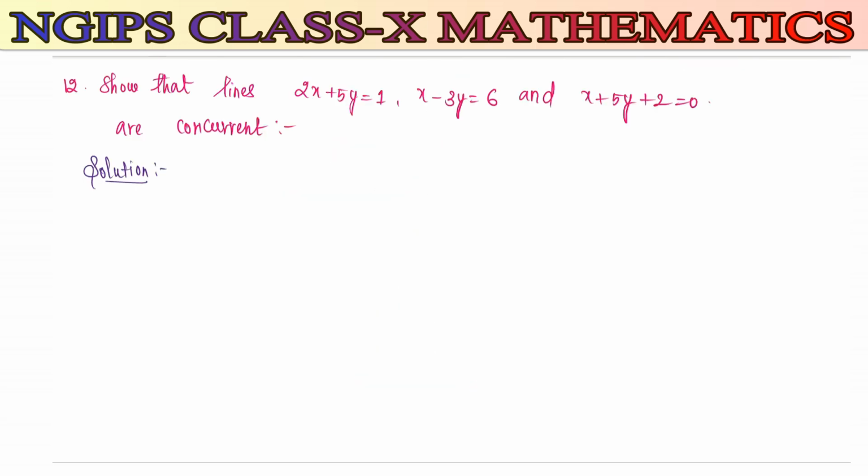Okay, the 12th one they have given: show that the lines 2x plus 5y is equal to 1, x minus 3y is equal to 6 and x plus 5y plus 2 is equal to 0 are concurrent. What is meant by concurrent? Two or more lines are said to be concurrent if they intersect at a single point. So here the intersection is going to be a single point. This point we call the point of concurrency.